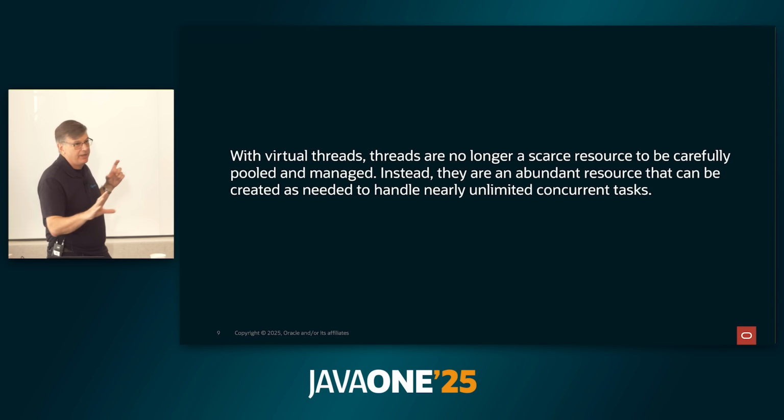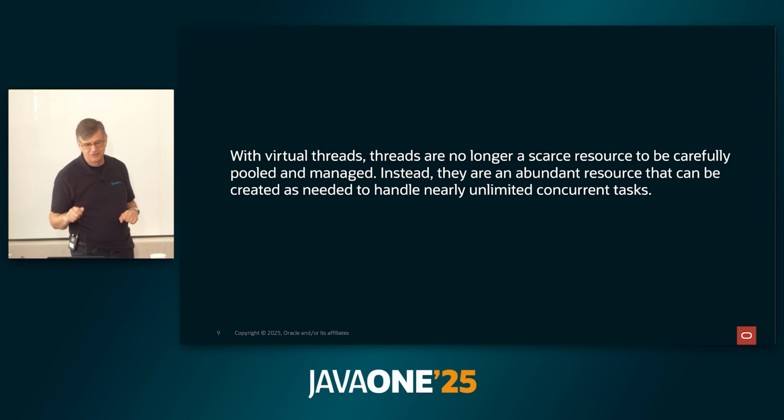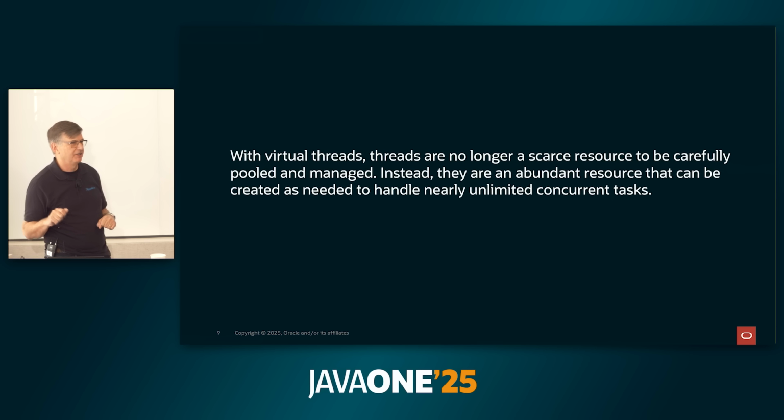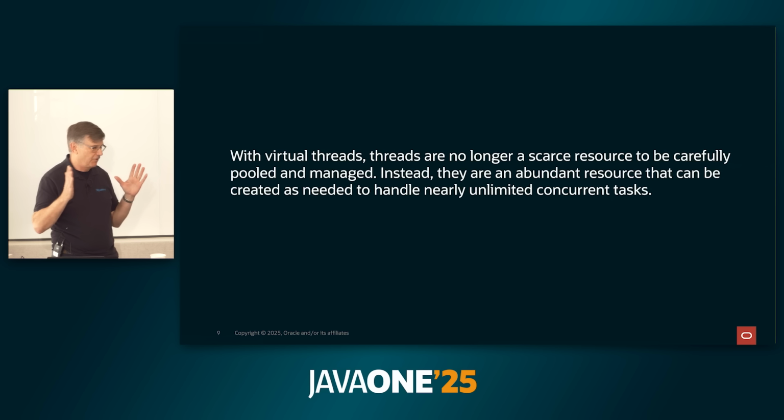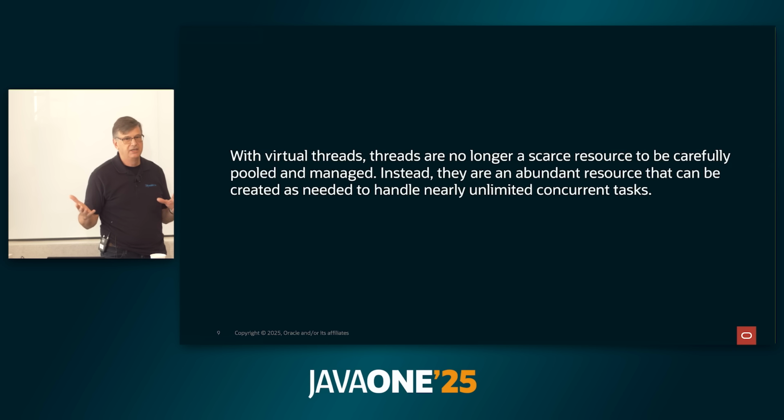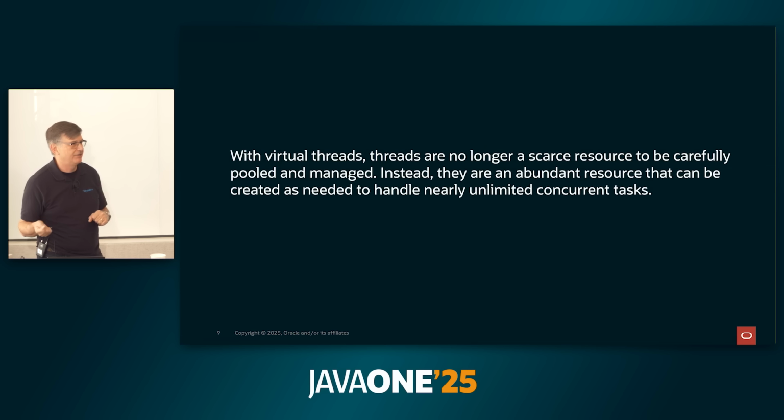So the big takeaway here is that with virtual threads, threads are no longer a scarce resource to be carefully pooled and managed. Instead, they are an abundant resource that can be created as needed to handle nearly unlimited concurrent tasks. If you were in Ron Pressler's talk earlier today, he mentioned that. Your focus shifts towards just allocating virtual threads as you need them to execute concurrent tasks.